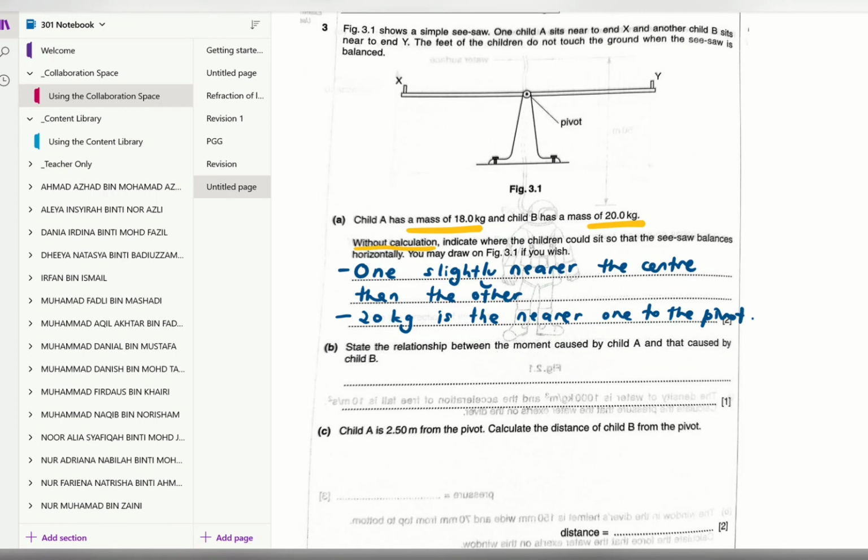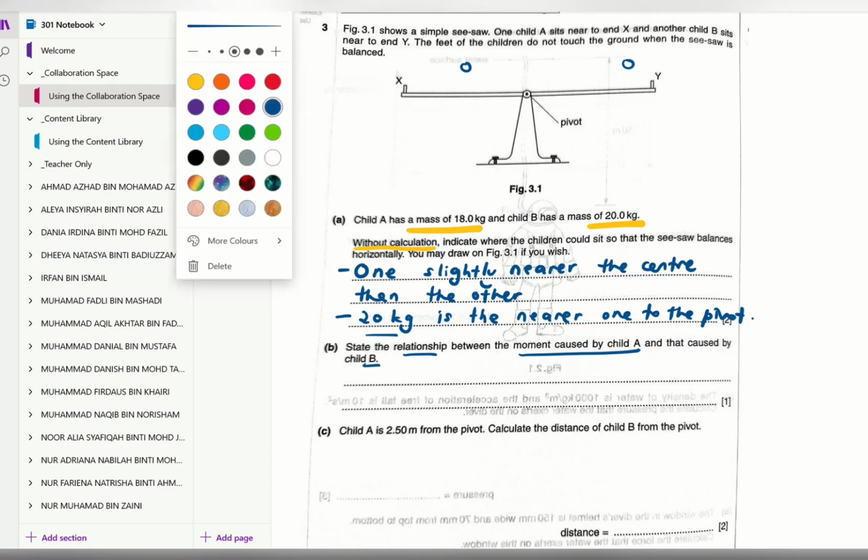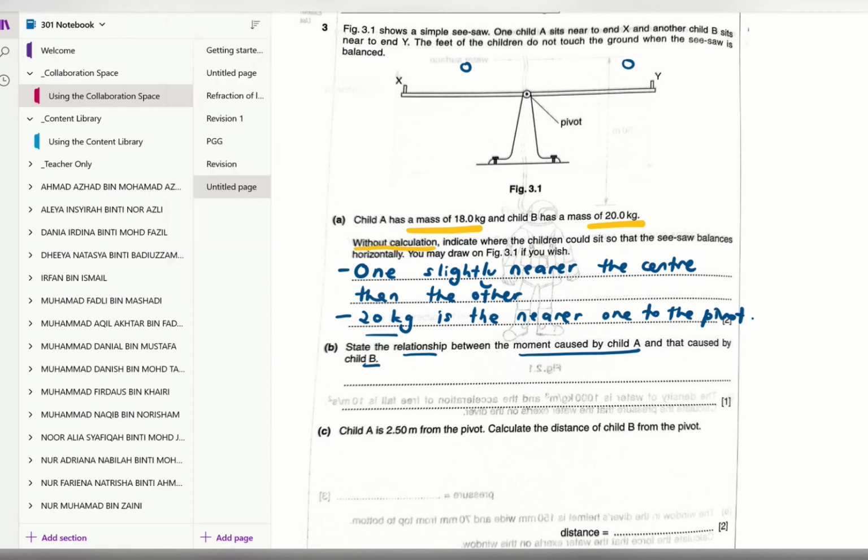Okay, and then B, state the relationship between the moment caused by child A and the moment caused by child B. What's the relationship? I think by now everyone knows how to answer this question. Okay, again, the relationship is equal. It's not the more or the higher, no. So for this one, the relationship is clockwise moments equals anti-clockwise moments.